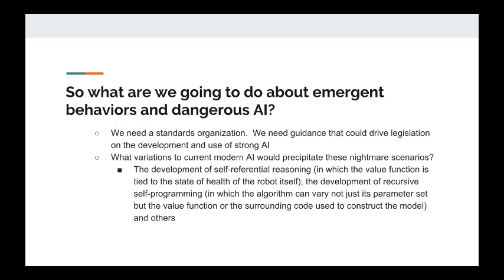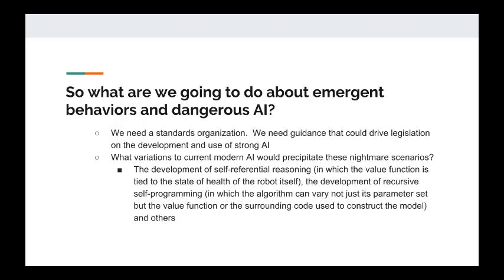One, if we develop self-referential reasoning, that is, in which the value function is tied to the health of the robot itself. Normally, this is not the case. If I have a robot and I want it to move objects, it knows that moving objects is best, but it doesn't necessarily have a concept of its own existence. I think that's one of the things that people are tinkering with that I would consider somewhat dangerous. Also, the development of recursive self-programming.